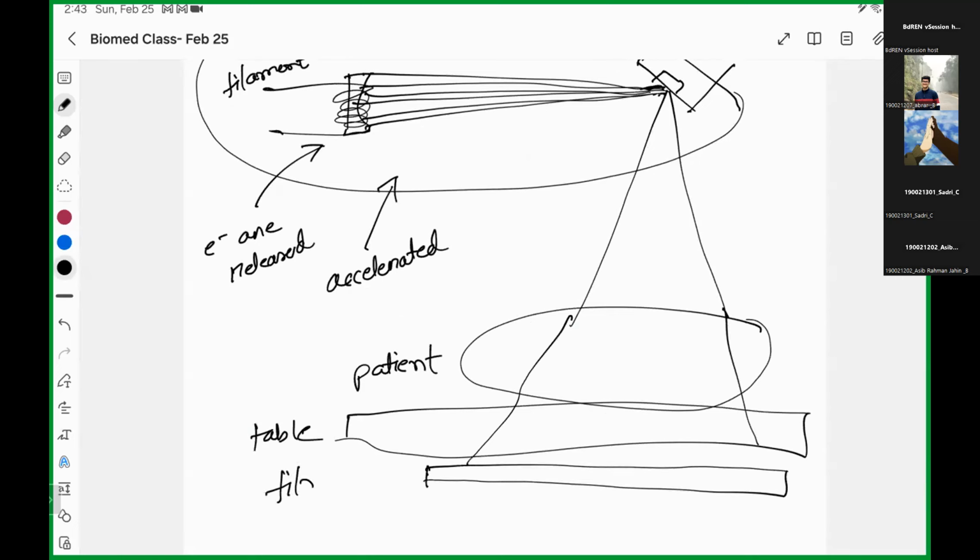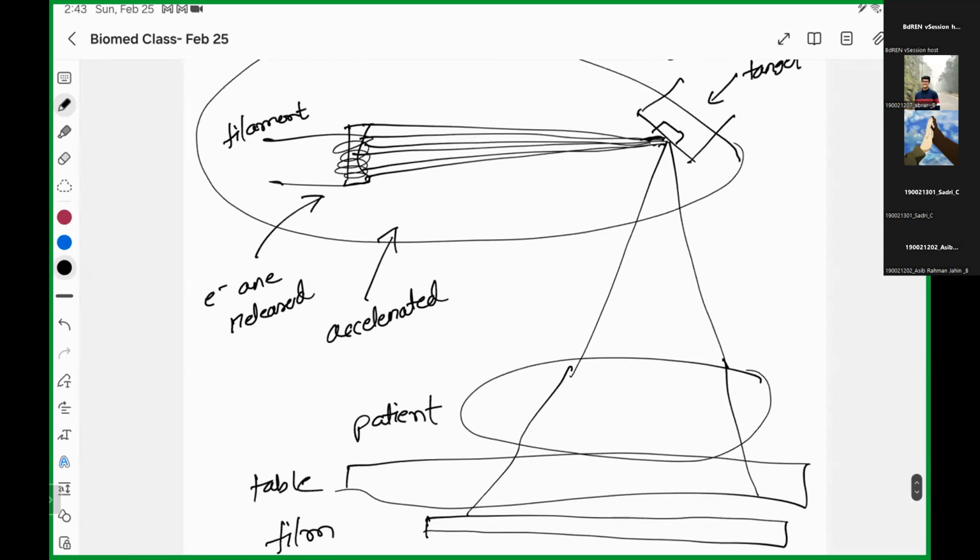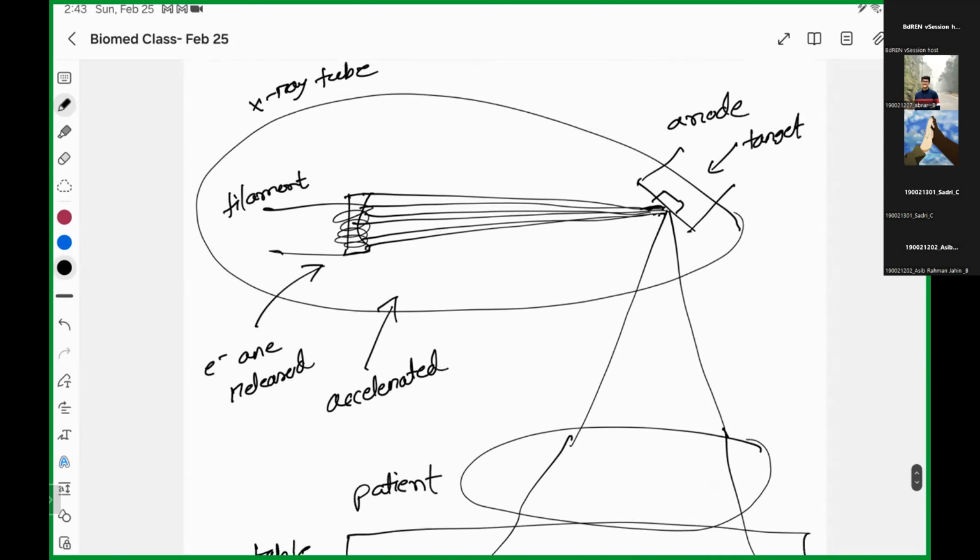So you have the X-ray first created in the filament. The electrons are created in the filament. They are accelerated through this X-ray tube to the anode. When these accelerated electrons hit the anode in this region, high frequency photons are generated.